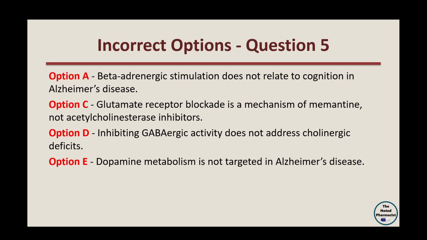Option A is incorrect because beta-adrenergic stimulation is unrelated to Alzheimer's therapy. Option C is incorrect because reducing neuronal damage via glutamate receptor blockade relates to NMDA antagonists like memantine, not acetylcholinesterase inhibitors. Option D is incorrect because GABAergic inhibition is not a therapeutic target in Alzheimer's disease. Option E is incorrect because acetylcholinesterase inhibitors do not affect dopamine metabolism.